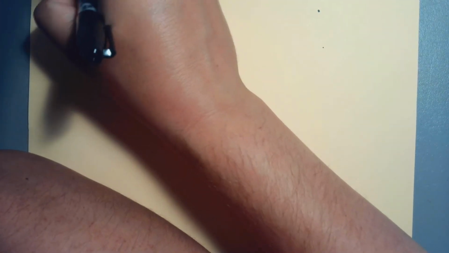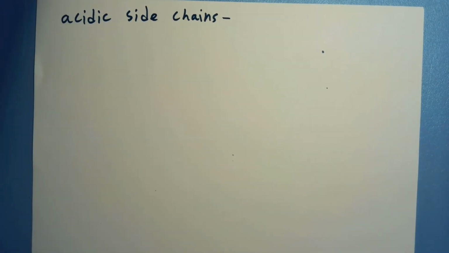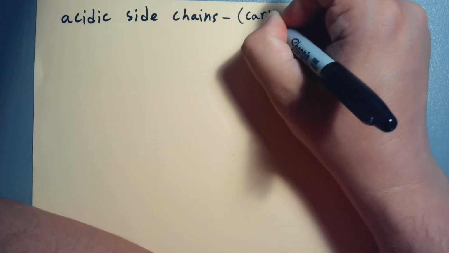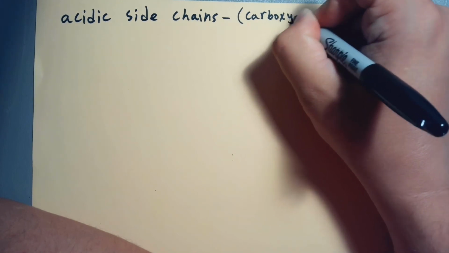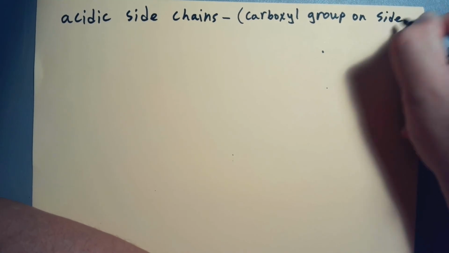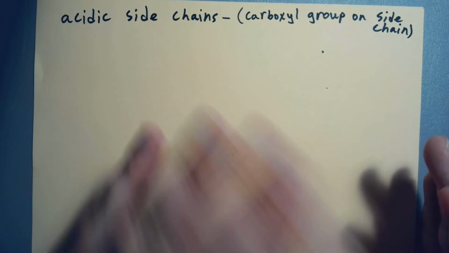Now there's a couple more properties to talk about, so don't worry, we're not done yet. We've also got acidic side chains. As you can clearly see. And there's a couple things here. So one, it means that there's a carboxyl group on the side chain, right? Carboxylic acid. So every amino acid has a carboxyl group. Not all of them have them on the side chain though, but some do.